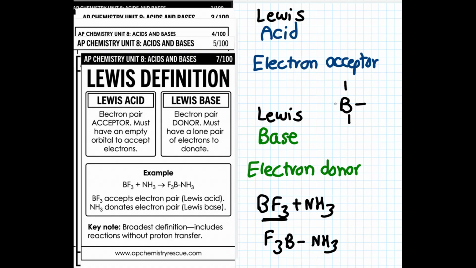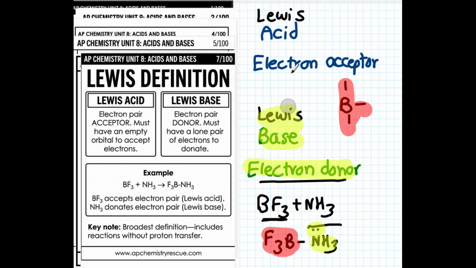So it can accept the electron pair from the NH₃. The NH₃ has extra electrons. It has a lone pair of electrons on this end. So it can be an electron donor. This means that my NH₃ is the base. This is my base, the one that has the extra electrons, so it is an electron donor. And the one that's electron deficient, the BF₃, the one that needs the electrons, is the electron acceptor. So it is the Lewis acid.